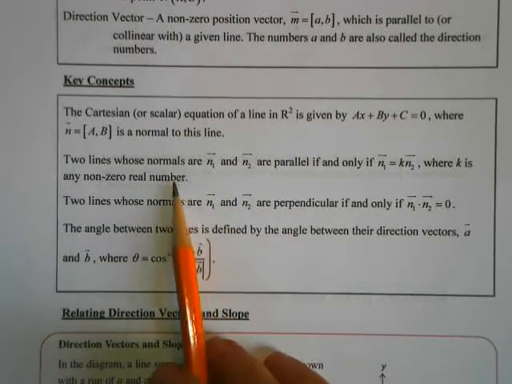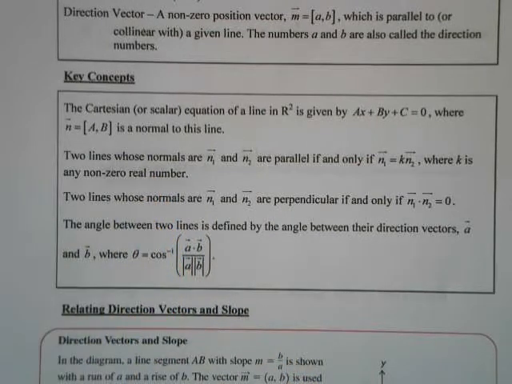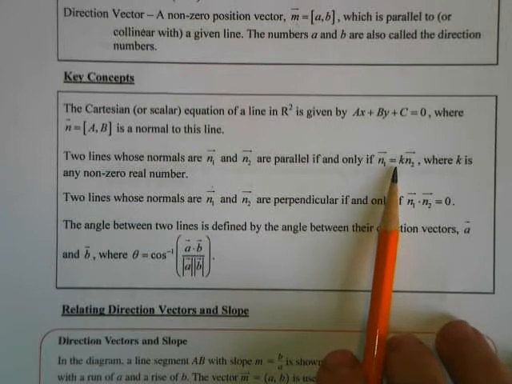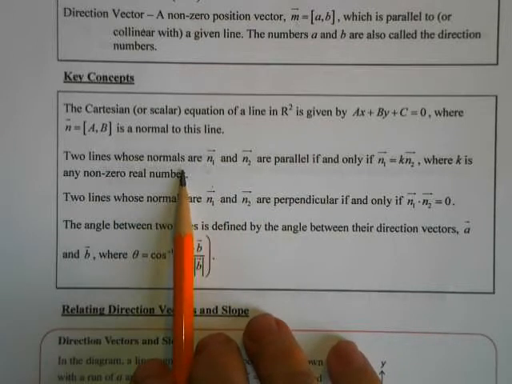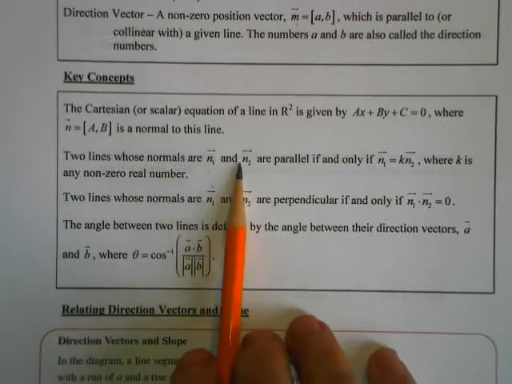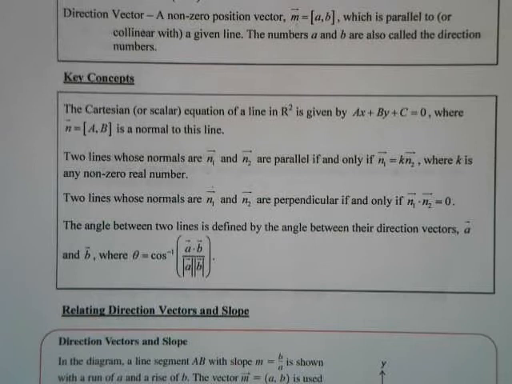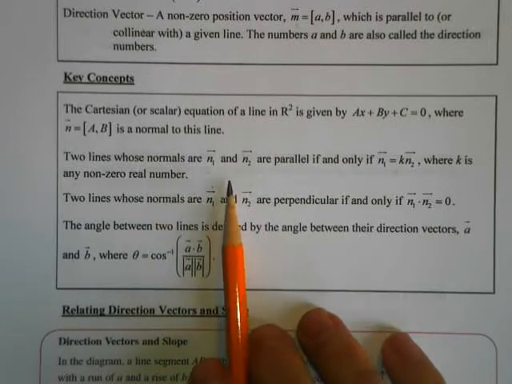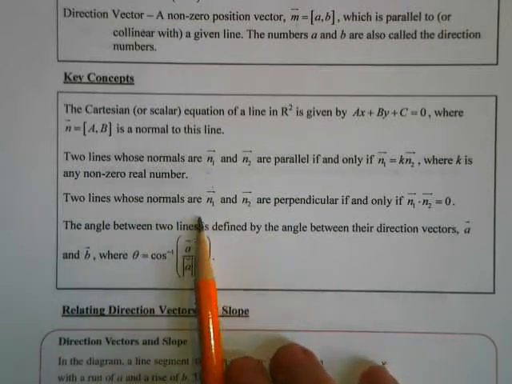Some of these things we're going to sort of discover. Let's look at these two here. Two lines whose normals are n1 and n2 are parallel if and only if one normal is a scalar multiple of the other, and that kind of goes by definition. This is also true of direction vectors. If you had two different lines with two different direction vectors, those lines would only be parallel if one of their direction vectors is a scalar multiple of the other. So that also applies to the normals.